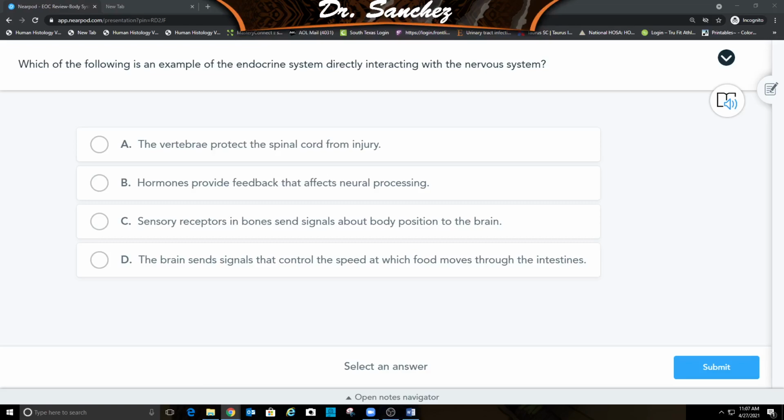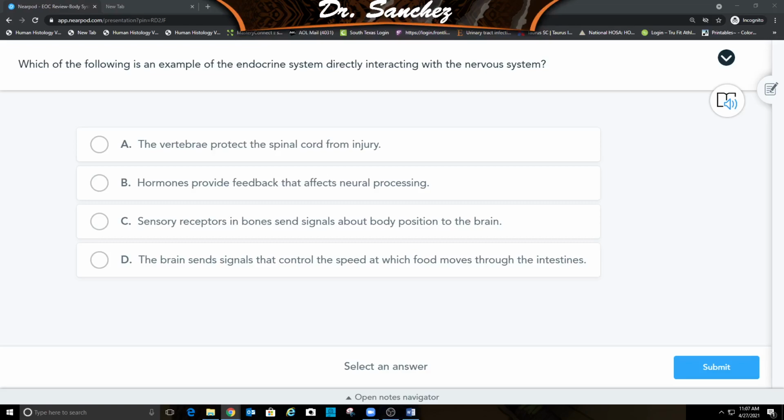Vertebrae belong to what organ system? What body system does the vertebrae belong to? Skeletal. It's the bones that cover your spinal cord, right? Does that have anything to do with endocrine? Nope. All right, that one's done.